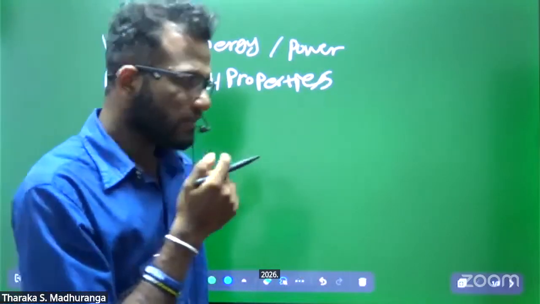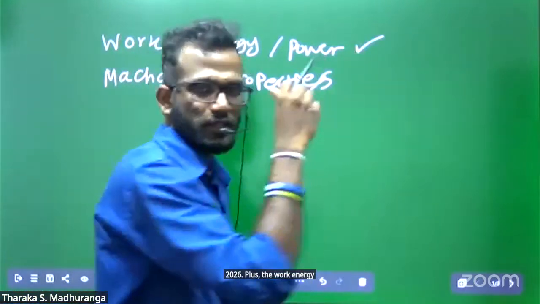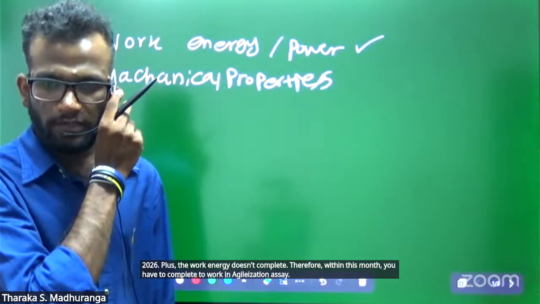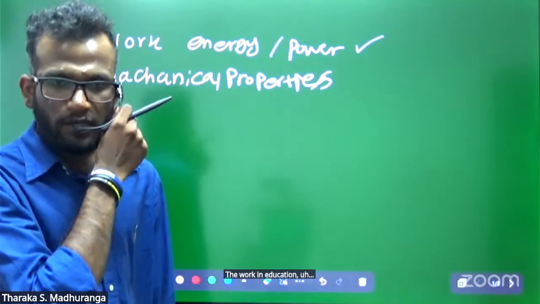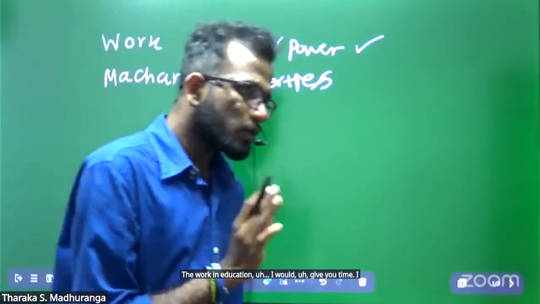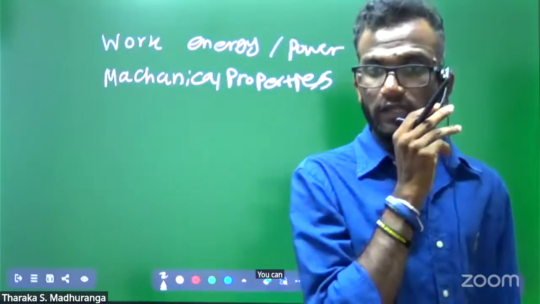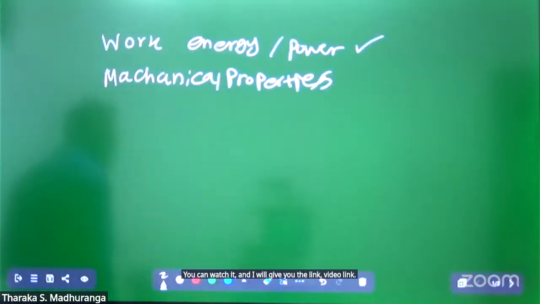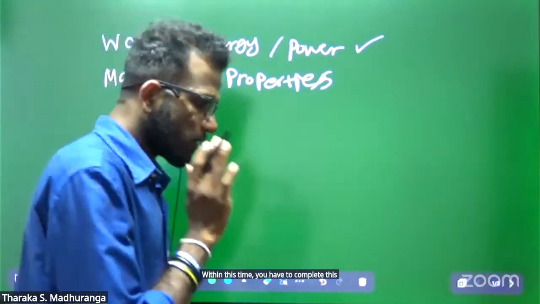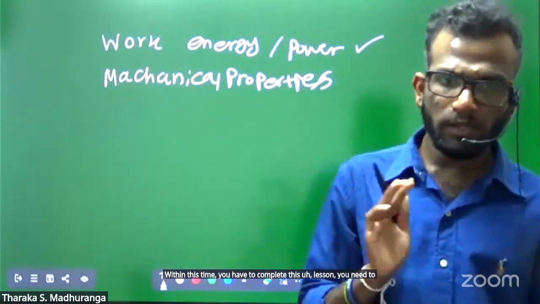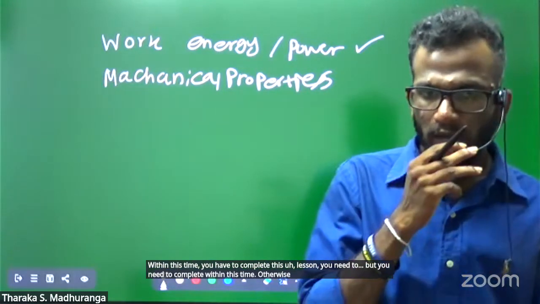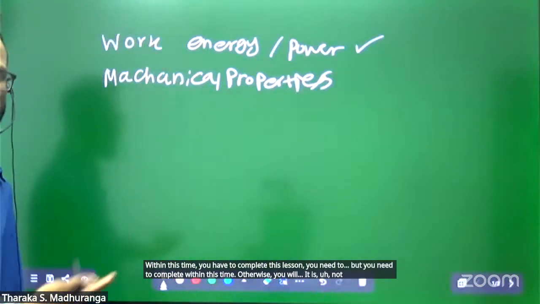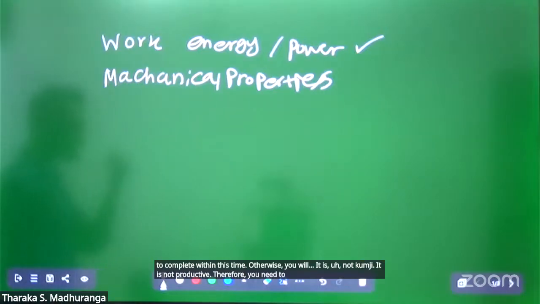In the 2026 class, the work energy lesson is complete. Therefore, within this month, you have to complete the work energy lesson as well. I will send a time into the group, and I will give you the video link. You can watch it, and within this time you have to complete this lesson. Otherwise, it is not complete and not productive. Therefore, you need to complete it within the video's given time.